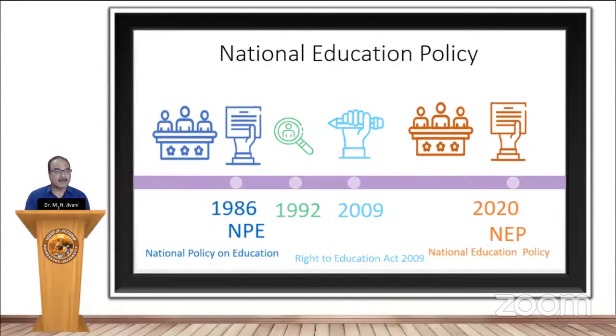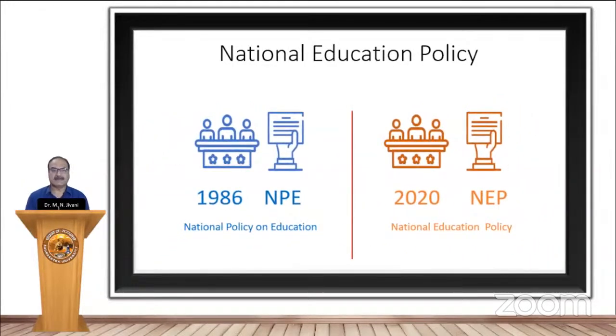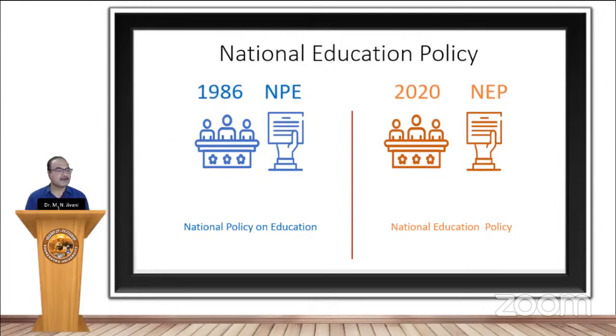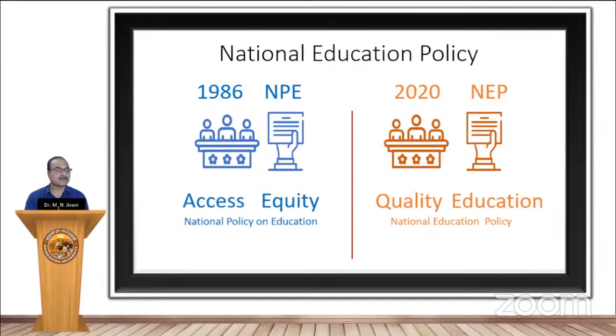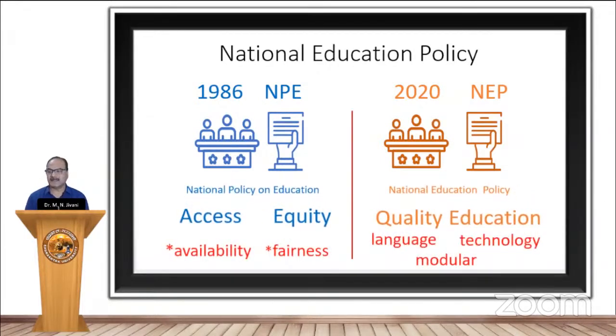Okay, so which one is good, which one is bad? Instead of comparing these two, let's talk about these 2 policies from a broader perspective. The first one, the 1986 NPE, was focusing on two things, access and equity, whereas this NEP is talking about quality education. So what exactly do we mean by access and equity? Access and equity means availability and fairness.